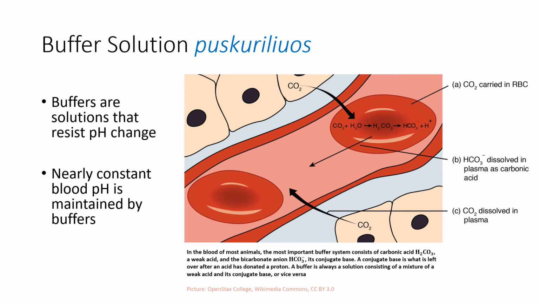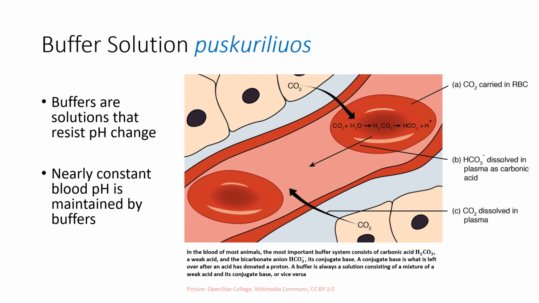Most solutions will rapidly change pH upon the addition of an acid or base. However, a buffer resists pH change by neutralizing added acid or added base. Buffers are important in biology and medicine because nearly all physiological processes must occur within a narrow pH range. The acidity of blood is critically important and tightly regulated.